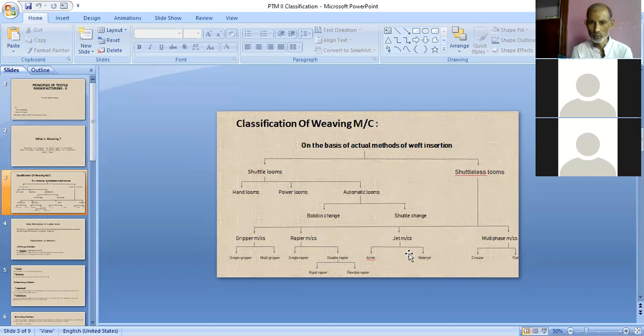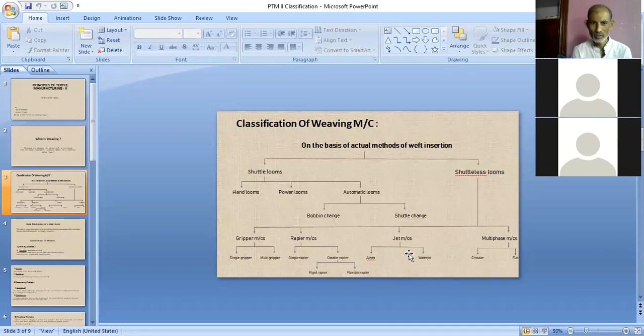So first we are taking a brief classification of weaving machines. Weaving machine means loom. And this classification is on the basis of the actual methods of weft insertion. So on the basis of which type of method of weft insertion we are using, we classify the weaving machines mainly into two categories. As I have mentioned earlier, one is shuttle looms and another is shuttleless looms.